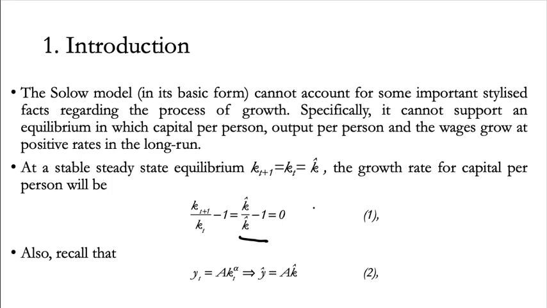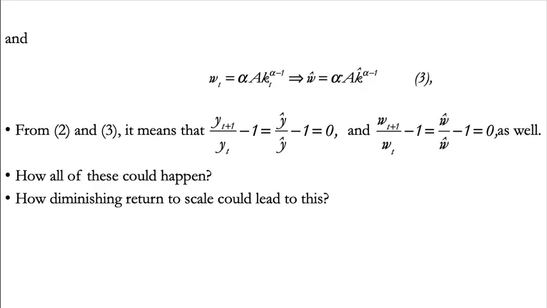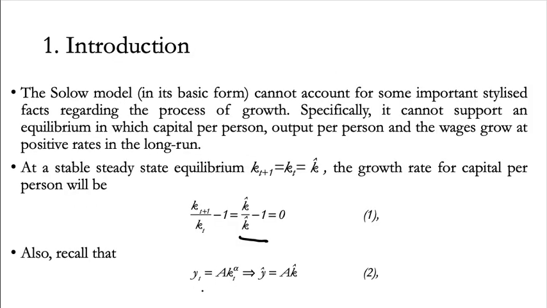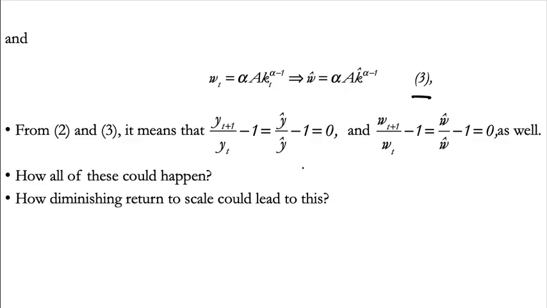And also we can have the wage rate per person given by expression 3. At the steady state, we just change the notation to hat. So we have 3. Now, from 2 and 3, recall that 2 is the output. We can have economic growth that looks like this. If you minus 1, then you get some rate here, and at the steady state level, the growth rate is 0.